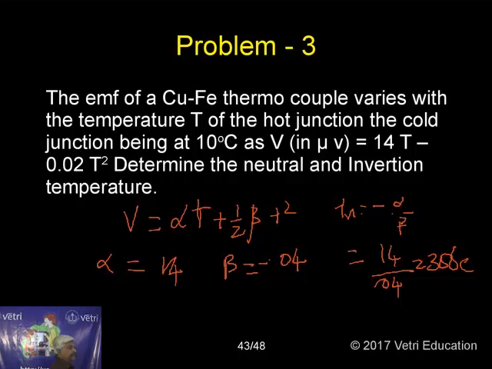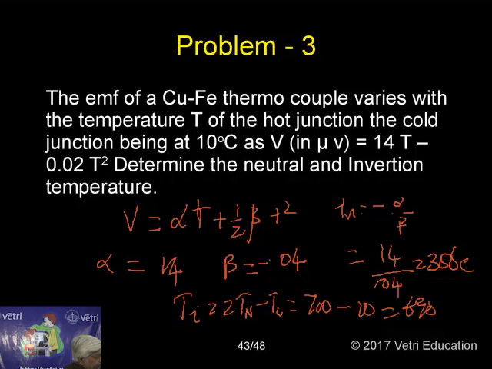We know inversion temperature is nothing but 2 times neutral temperature minus Tc. That is 700 minus, if the temperature of the cold junction is 10 degrees, 700 minus 10, that is equal to 690 degrees centigrade.